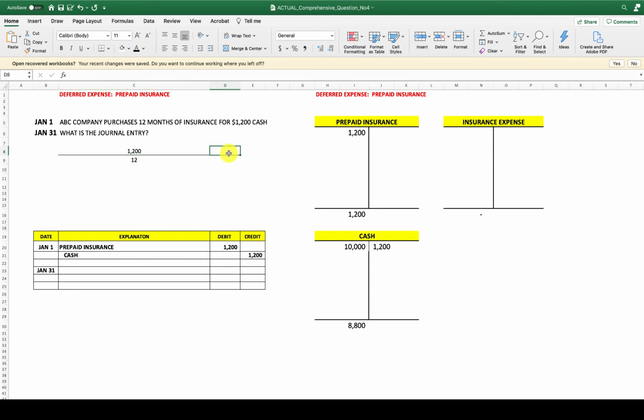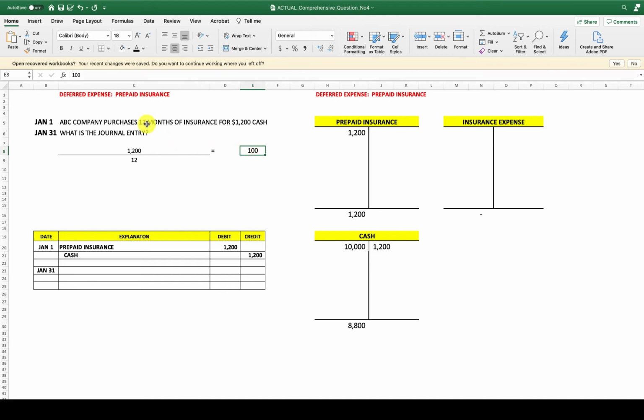I get $100. Okay, I'm going to put it over here. So every month, I am going to use up $100 worth of insurance, right? It's going to be an equal sign. I'm going to use up $100 worth of insurance every month. Okay, I'll put it up here. That's going to look a little bit better and easier for you to see. Okay, so I have $100 worth of insurance. Okay, that's used up every month.